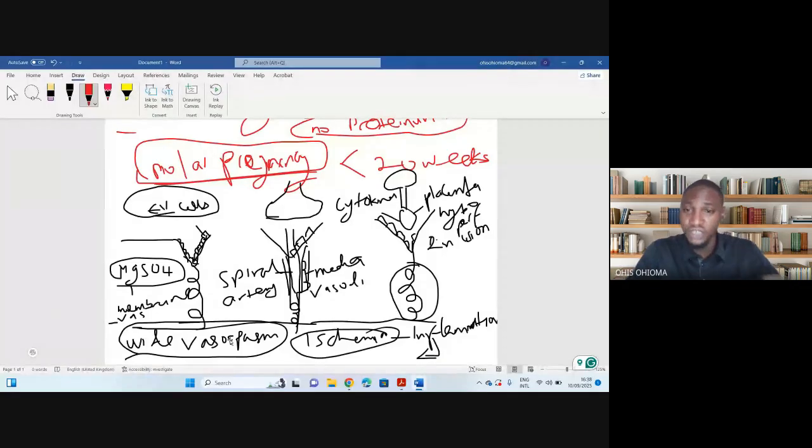And so the definitive thing is to remove the placenta. I now said, even when you remove the placenta, the patient can still have an eclamptic seizure. And the reason why the patient can have an eclamptic seizure is because of two things.